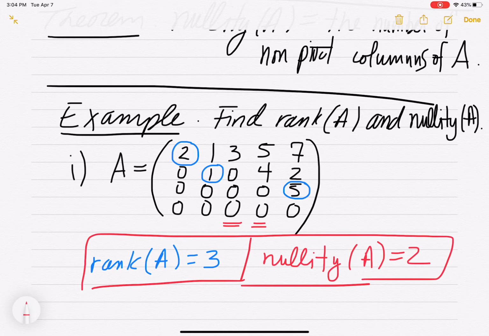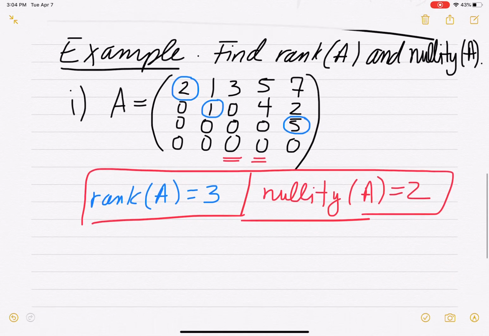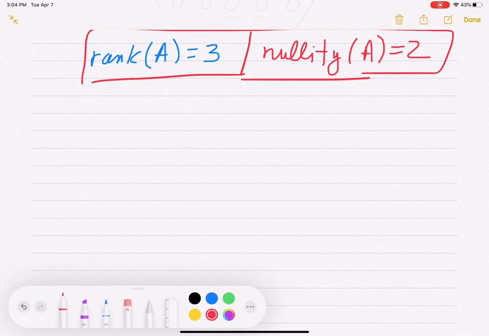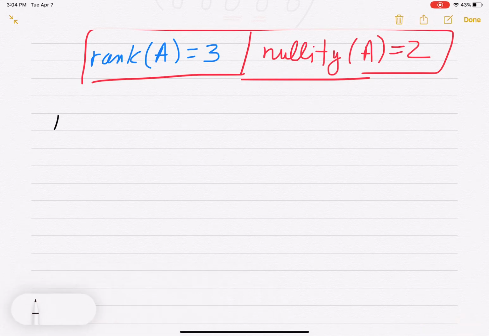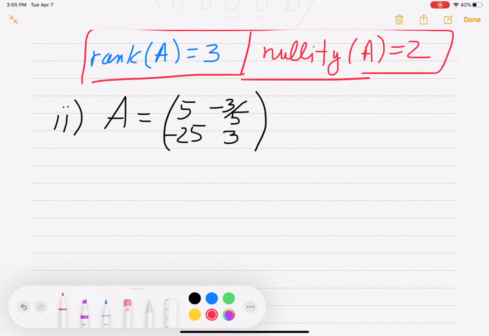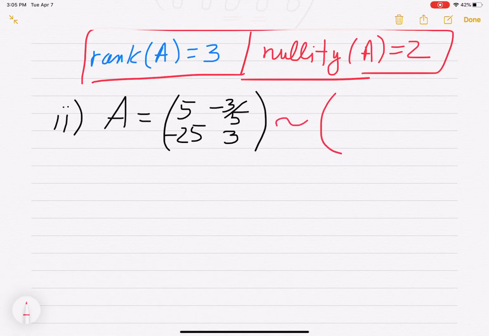All right, easy enough, right? Pretty easy stuff. Number 2. So you got A is 5, negative 25, negative 3/5, and 3. So what you need to do is row reduce this to see which columns are pivot columns.